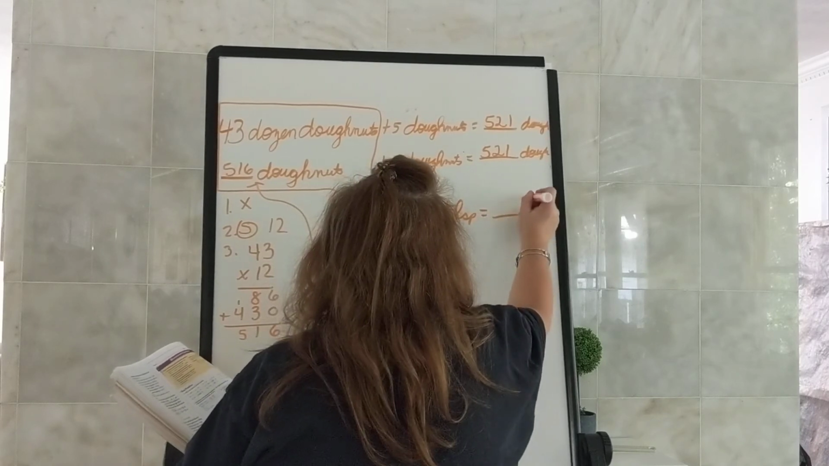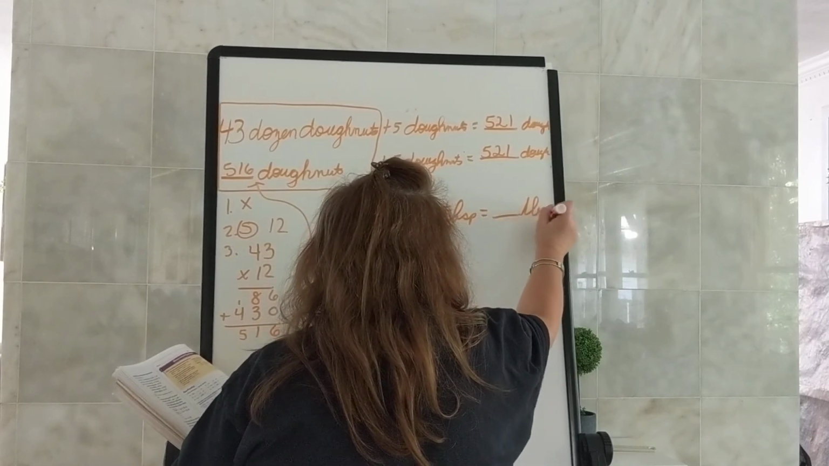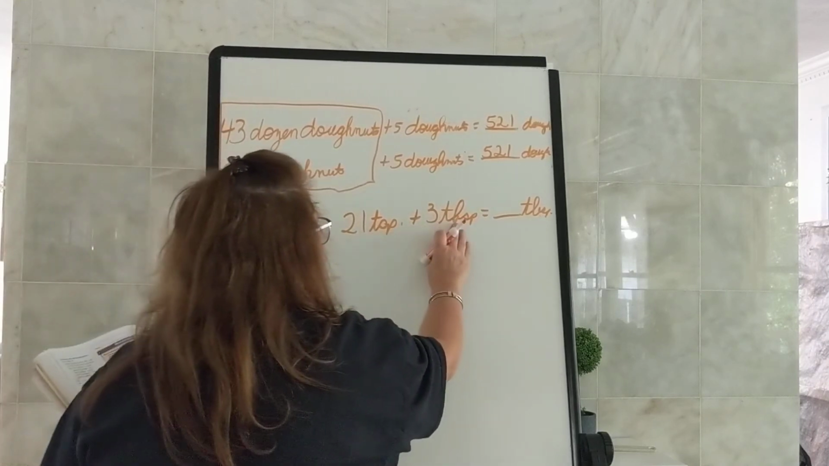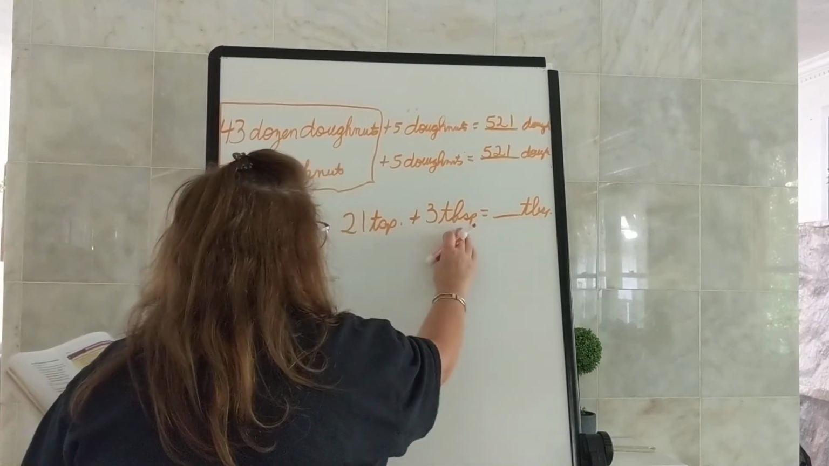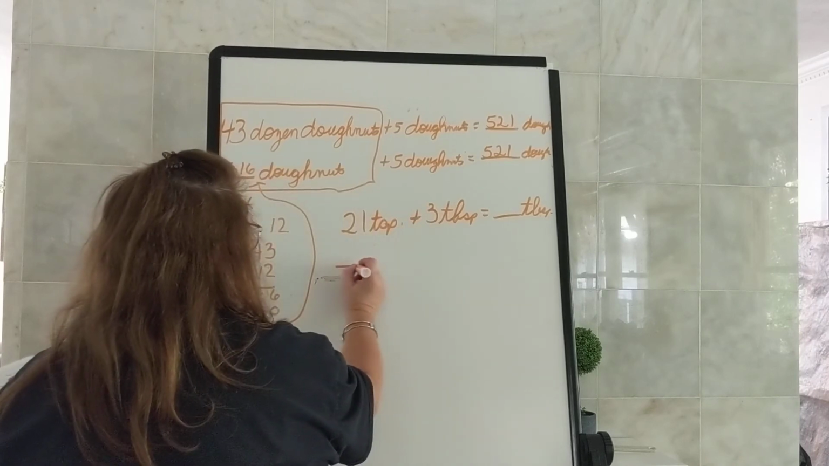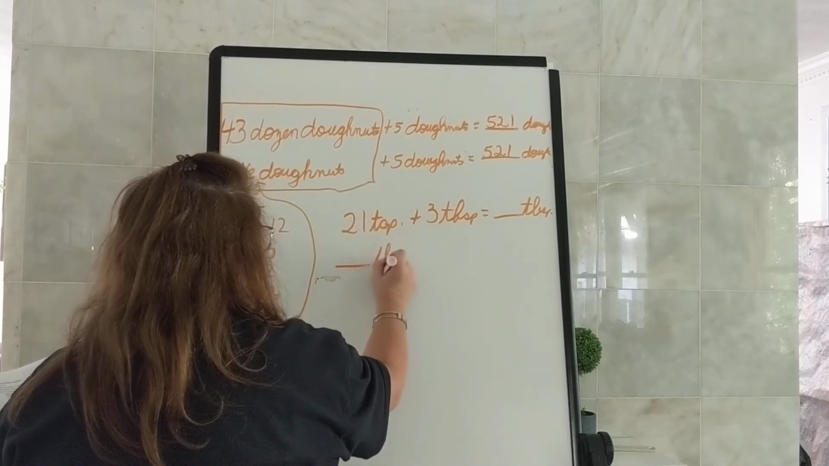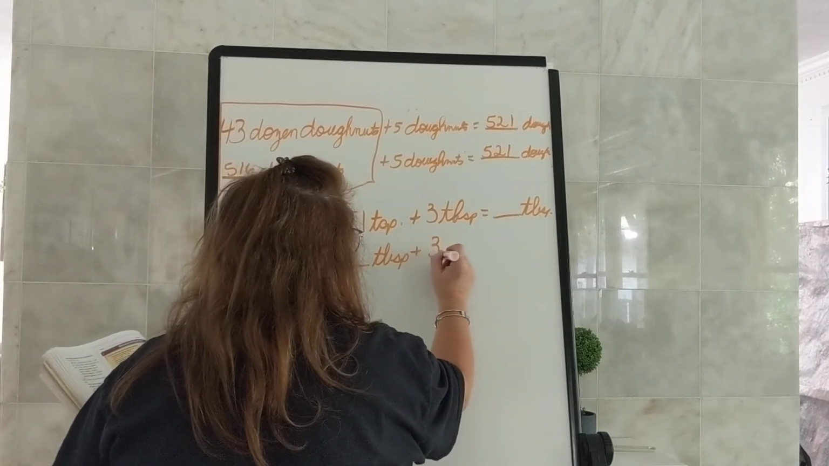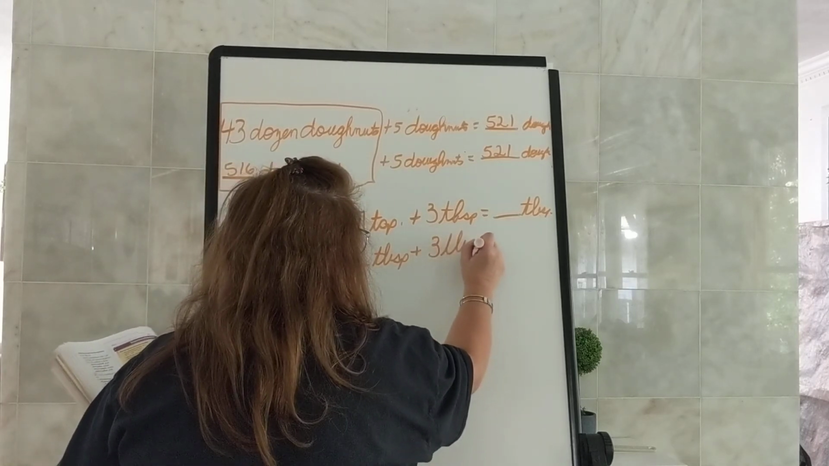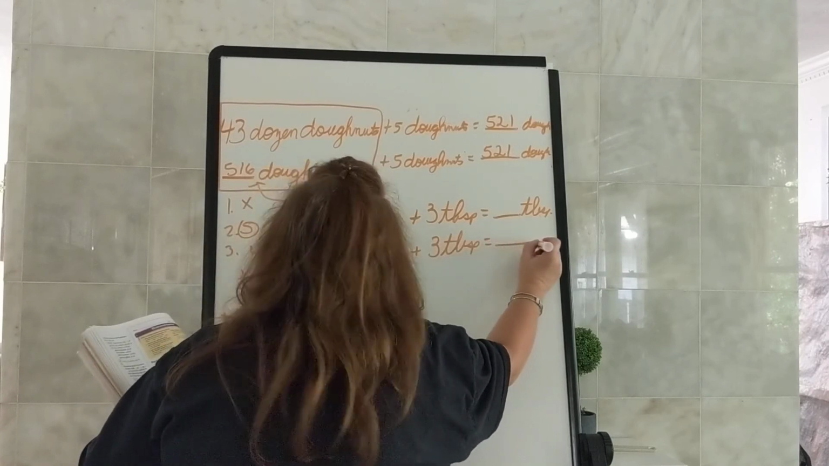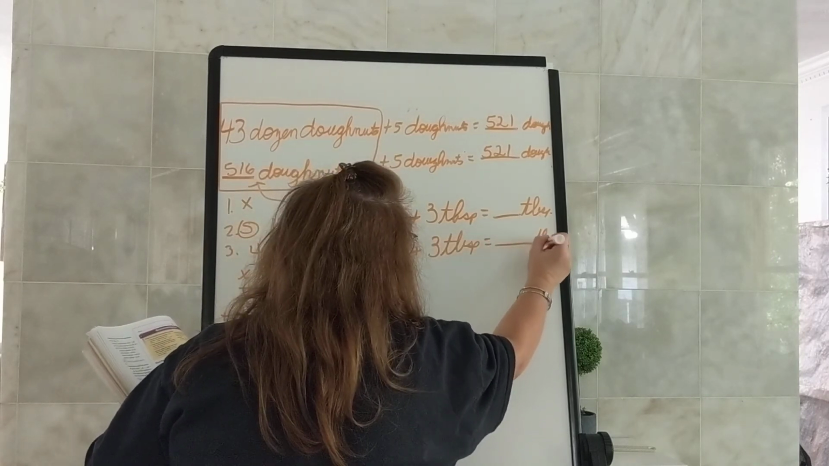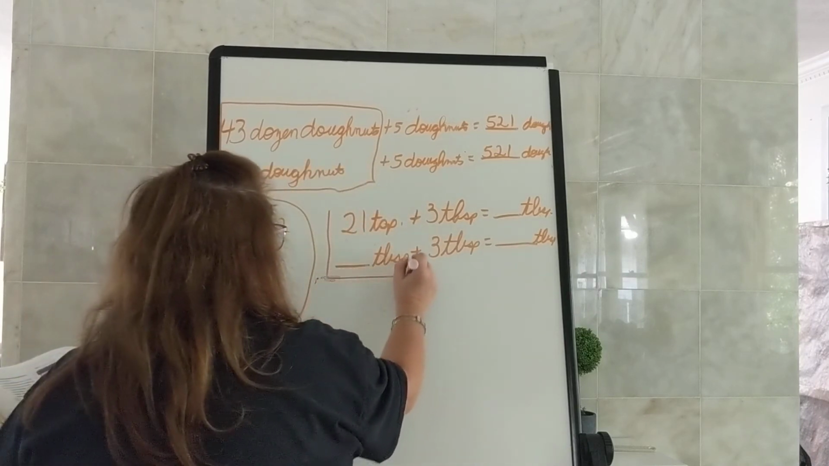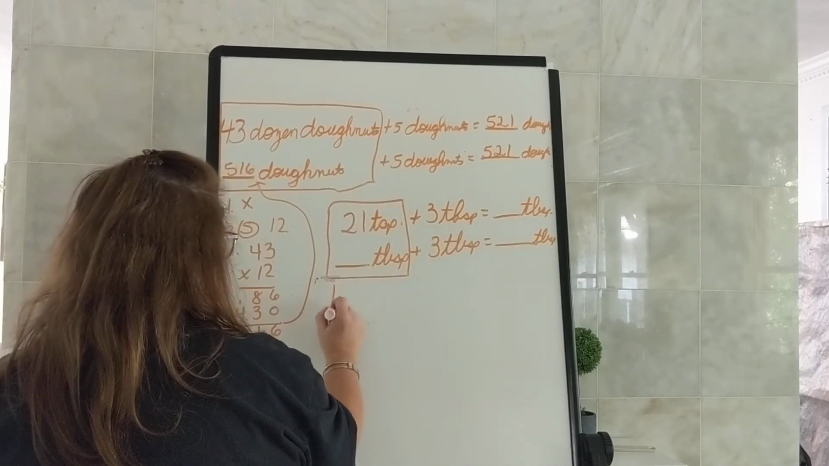Equals blank tablespoons. Okay? So, we have teaspoons here, tablespoons, tablespoons. So this one is good. This is where our conversion will have to take place. Blank tablespoons plus, we're just going to copy this, plus 3 tablespoons equals blank tablespoons. Okay? So this is our conversion box. Have our 3 steps underneath.